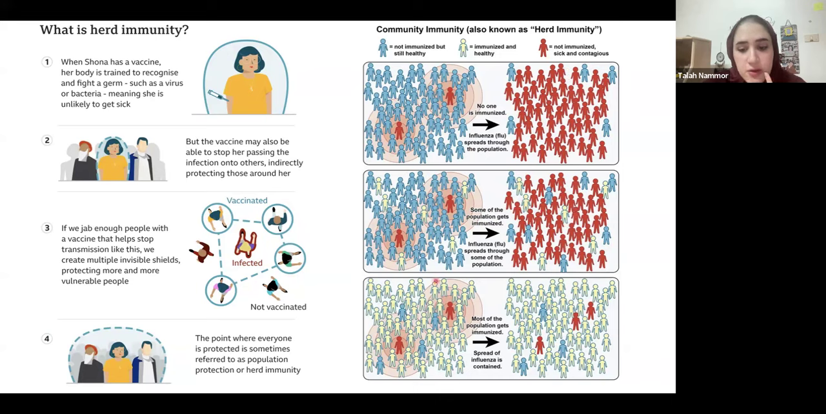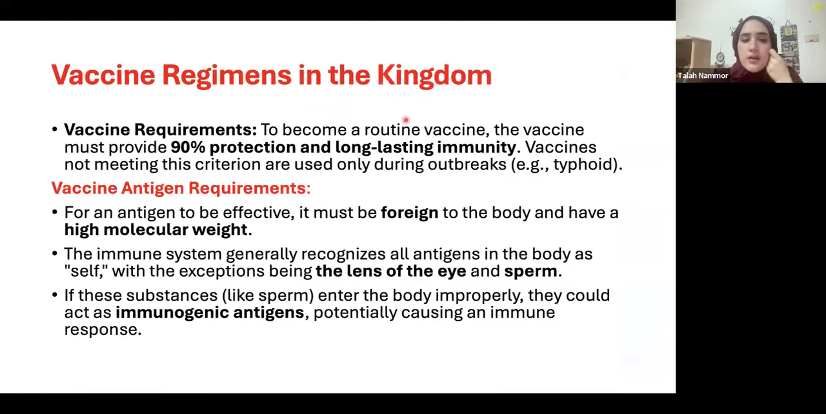But if we increase the number of people that are protected, we're literally minimizing the spread of disease and protecting people who are vulnerable and cannot take the vaccinations, like pregnant people, old people, immunodeficient people. Okay.